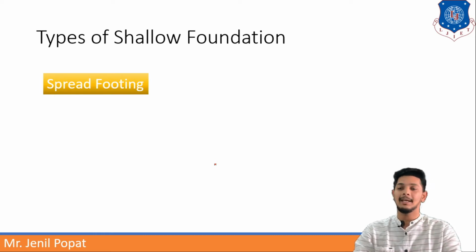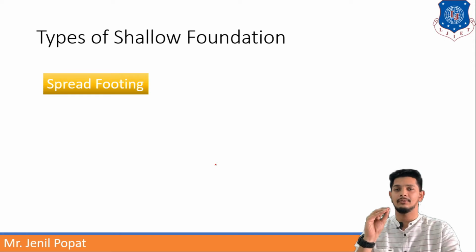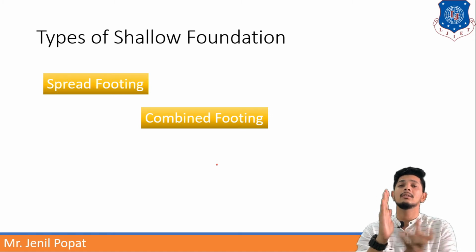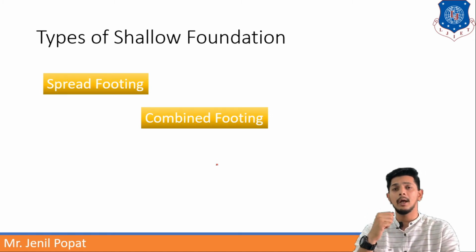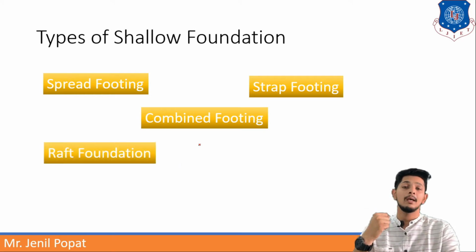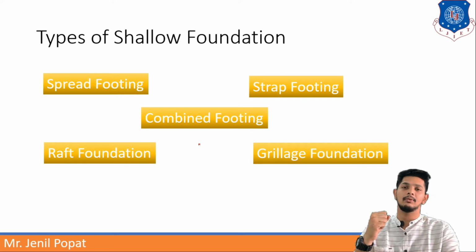Let us discuss the different types. First, spread footing, which is spread over some area. From a geometrical view, we call it a spread footing. Combined footing: when your columns are nearby, you have to combine the footing underneath them. Strap footing: when you construct a strap beam between two columns, it is a strap footing. A raft foundation: sometimes on heavier loads, you have to choose a raft foundation. And grillage foundation: in steel construction or composite construction, you have to go with a grillage foundation.